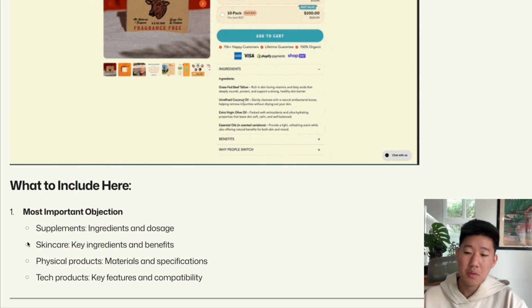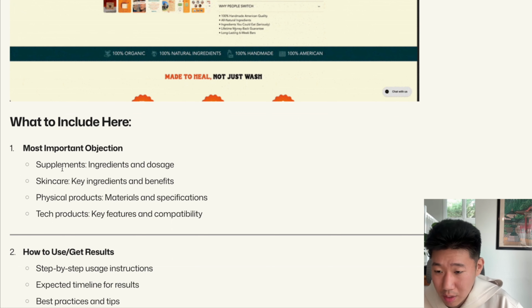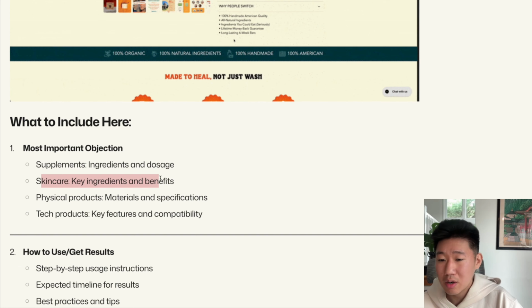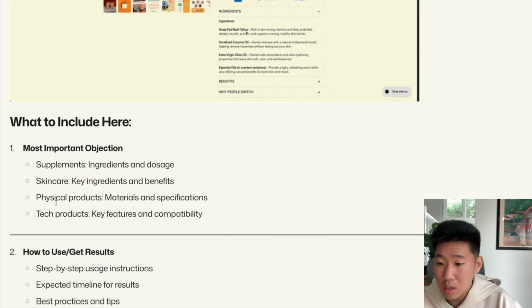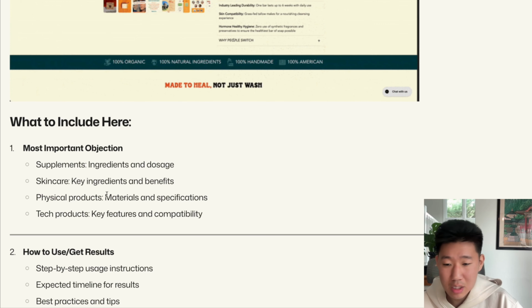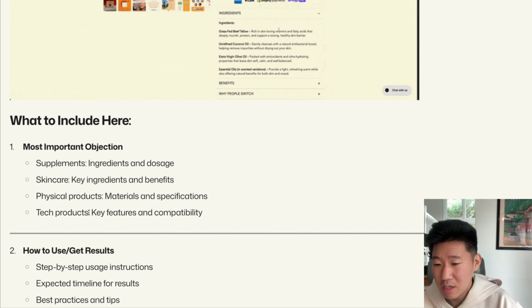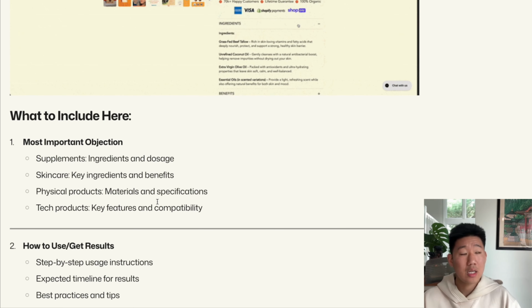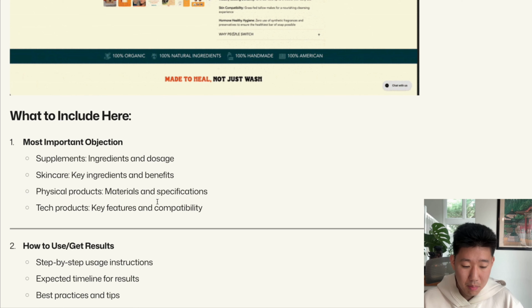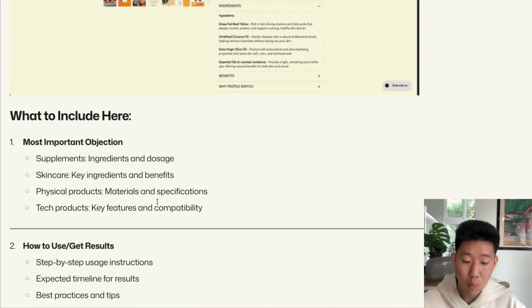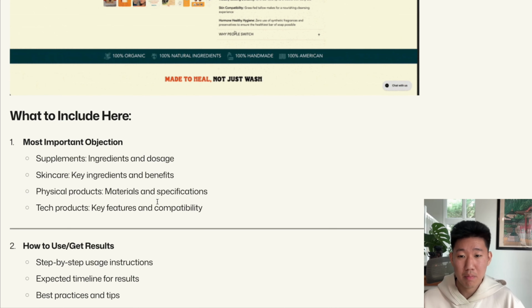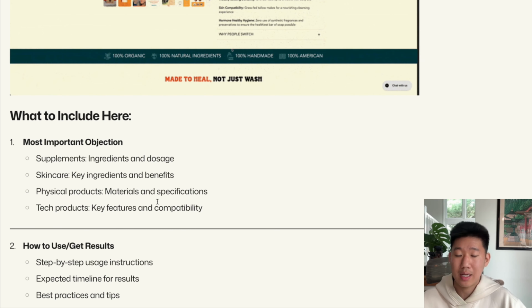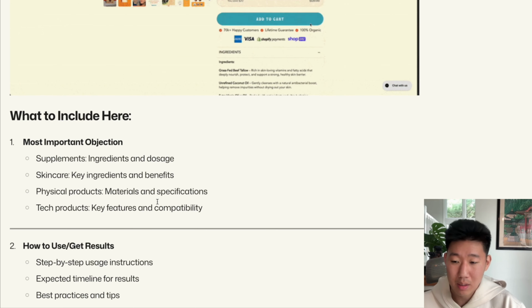So what you want to include here are the most important objections that you have. In supplements it's typically the ingredients, in skincare the benefits and ingredients as well. If you're selling physical products, like the material, specifications, any features, compatibility. So this is where understanding your product, but more importantly your customers and why they're purchasing and why they aren't purchasing is important, because once you can reverse engineer that, you can provide the necessary information that is needed for them to make that buying decision.